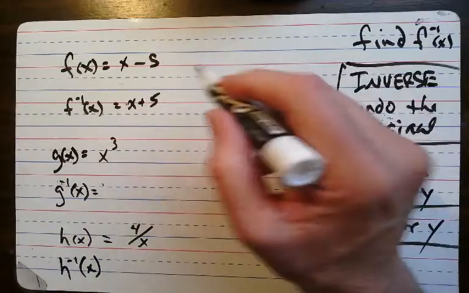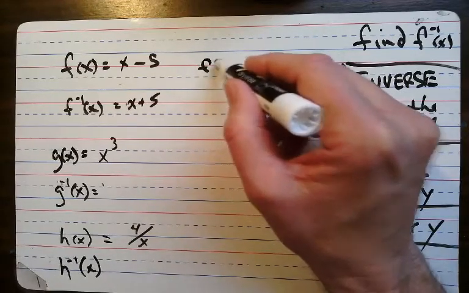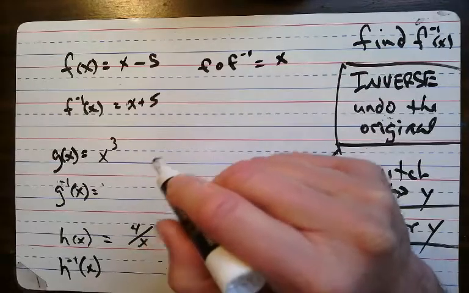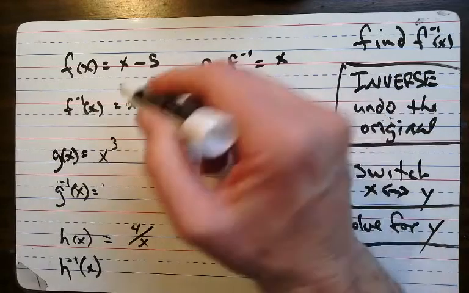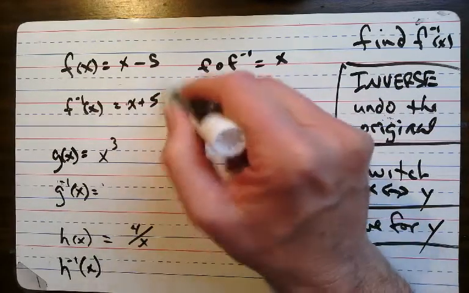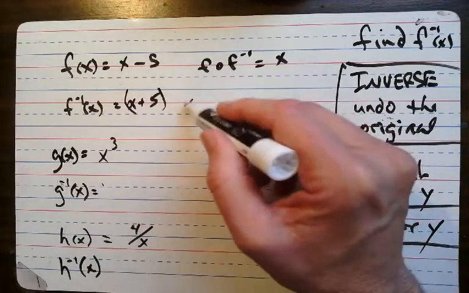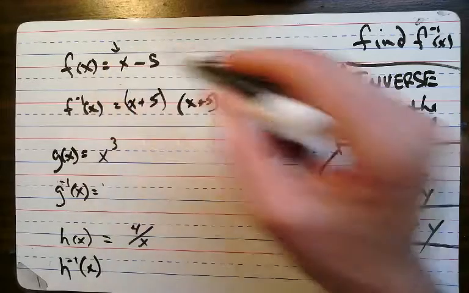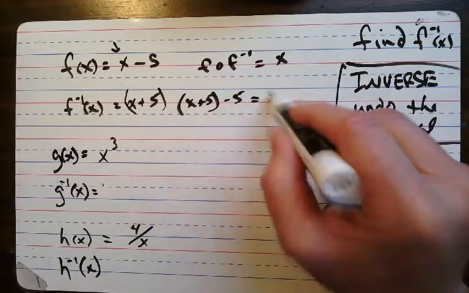Now remember, the rule said if I hook them together like this, the answer is supposed to be x, right? So check it out. If I put x plus 5 into here, then x plus 5 minus 5 would equal x.